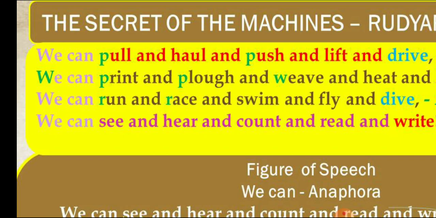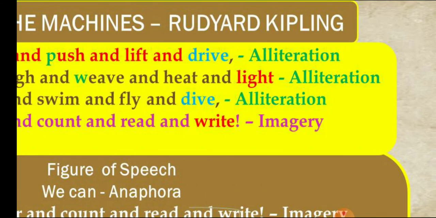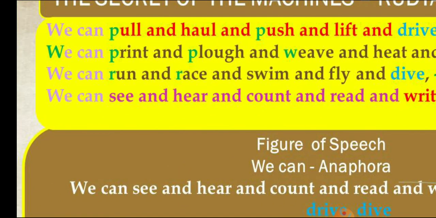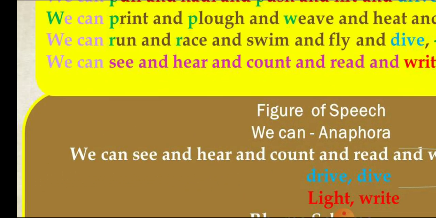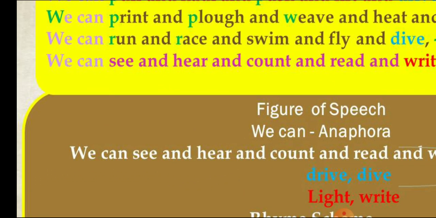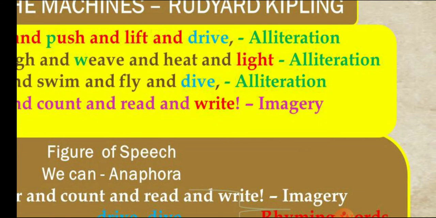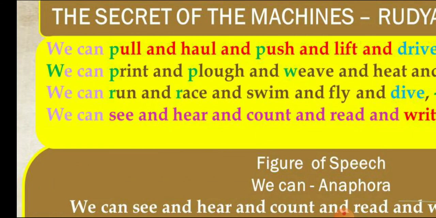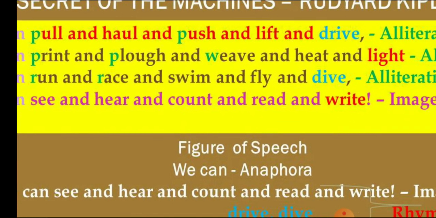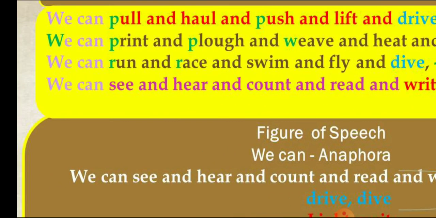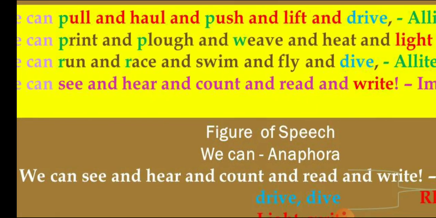We can pull and haul and push and lift and drive. So here, the P sound is alliterated and the W sound is alliterated. Print and plow, the P sound is alliterated. Weave, the W sound is alliterated. And we can run and race, the R sound is alliterated. Here we can see and hear and count and read and write.